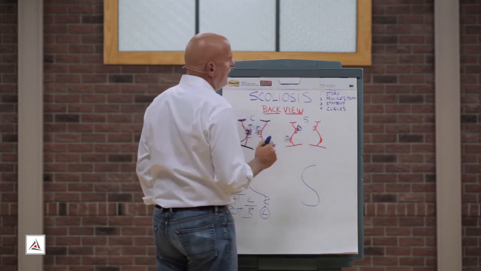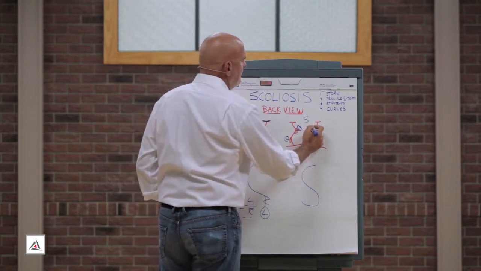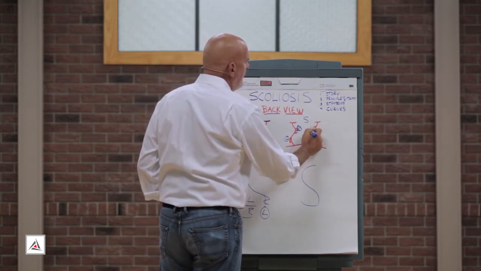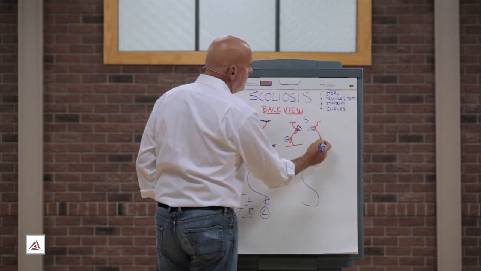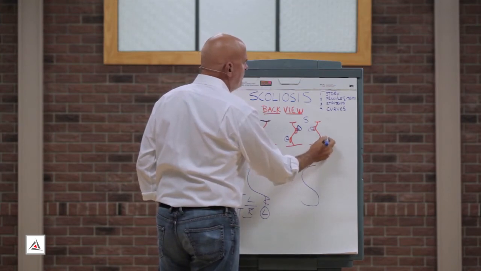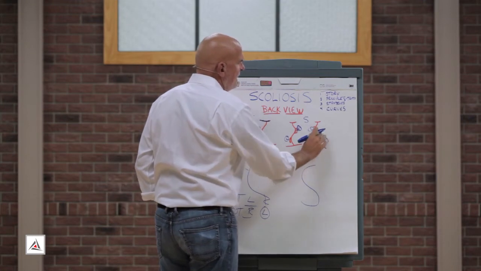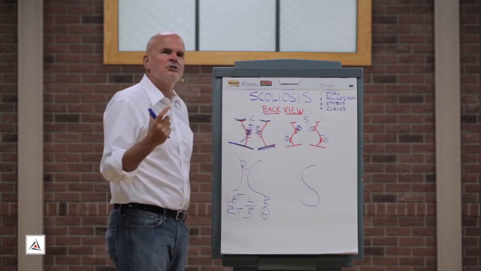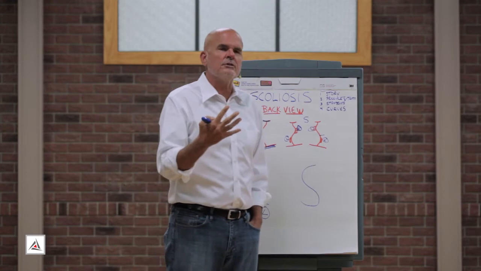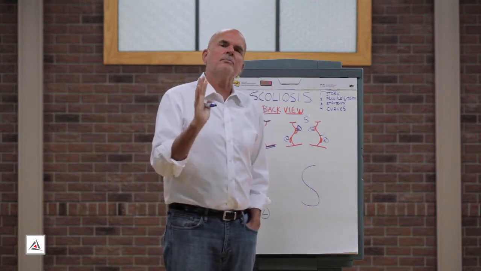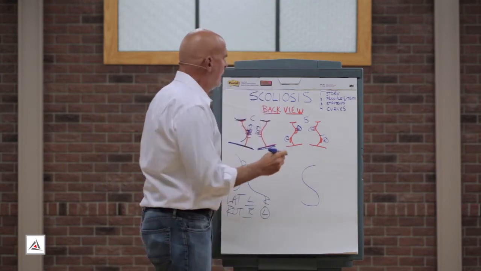The other S-curve, obviously, that we can have is where the higher curve's apex is to the left, and the lower curve, the apex is to the right. Now again, as you go down lower, we don't have ribs, and therefore we actually see more of a soft tissue, kind of erector spinae transverse process hump on this side.